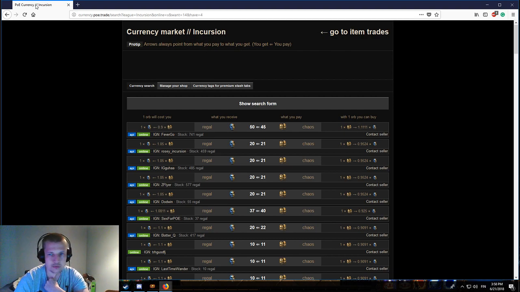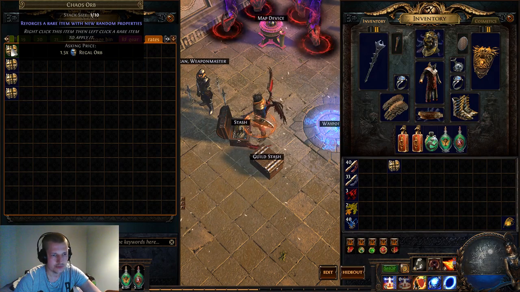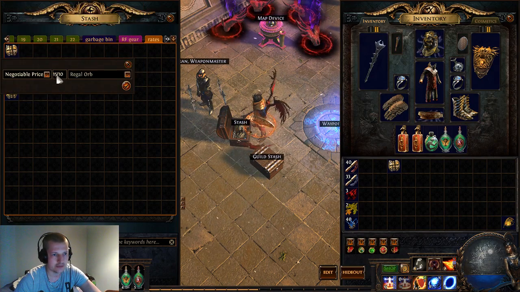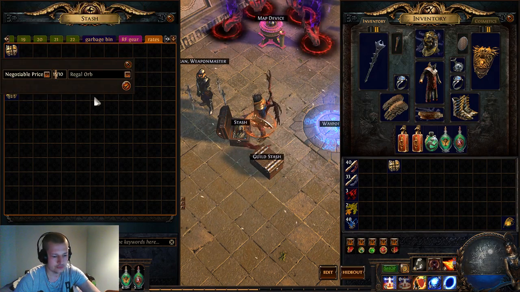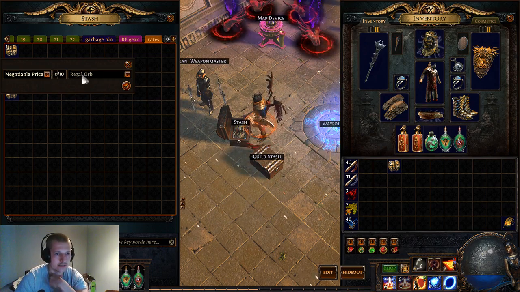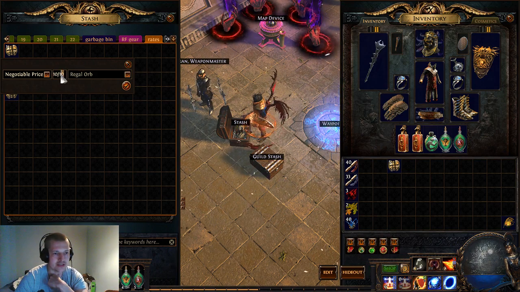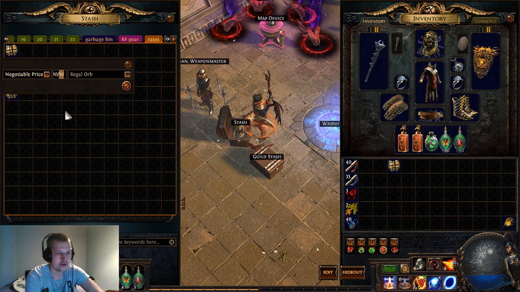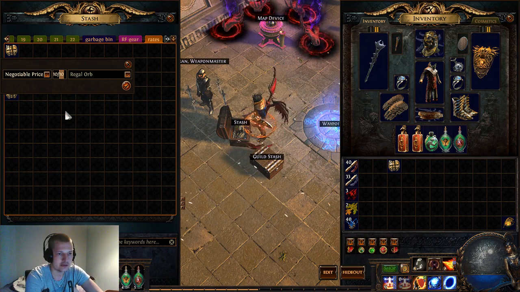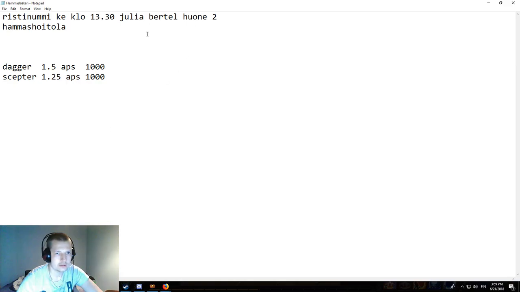So I think we would be good to put... So this is my stealing rate. So we're going to put 10 regals for 10 chaos, right? So this is the stack. I can't write here, but I would write chaos here. Actually, let's get a notepad. Let's get a notepad. Like, here's the price.